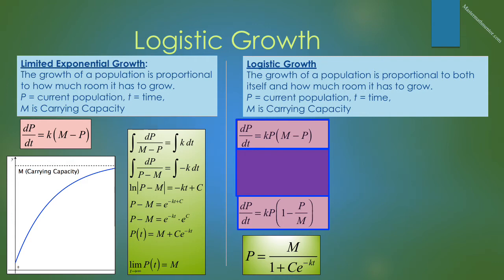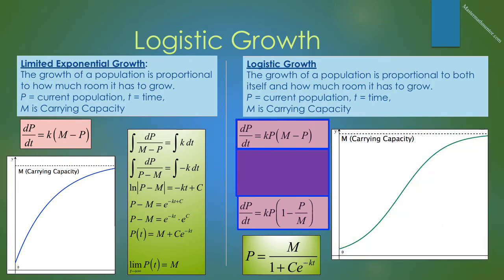The technique uses partial fractions. Our final answer is that P is equal to M over 1 plus C e to the negative Kt. You are not responsible for this formula. In an AP problem, it will generally be given to you.